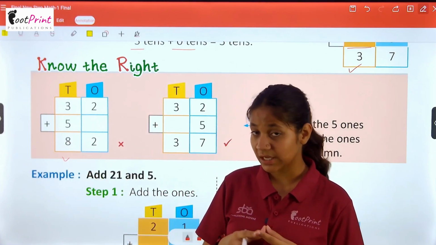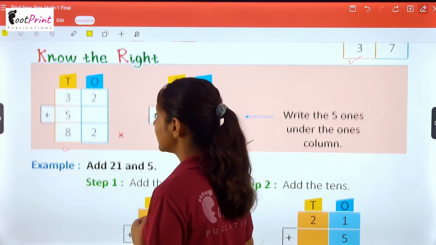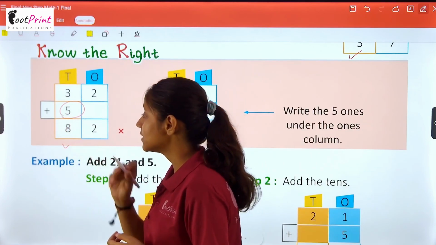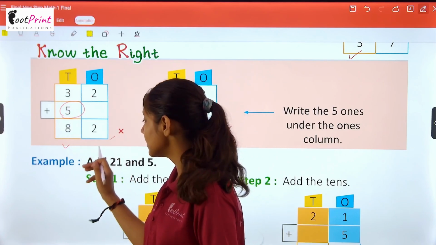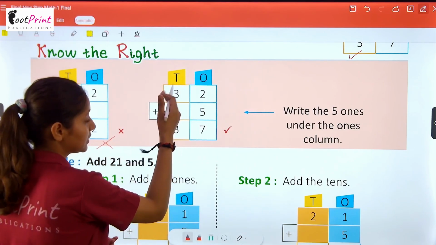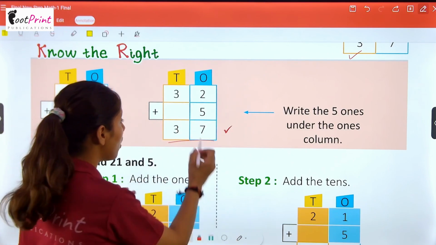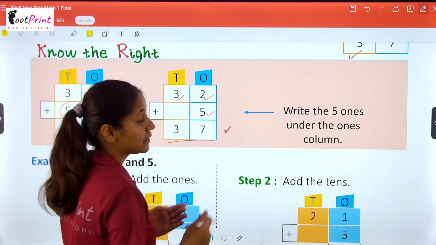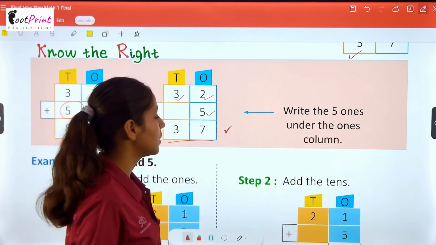So students, if you notice here, what is happening? 5 is at the ones place, but here it is written in the tens place. So the answer is wrong. Now 32 plus 5 is 37. This is the right one because all the digits are put at their place. So write the 5 ones under the ones column.